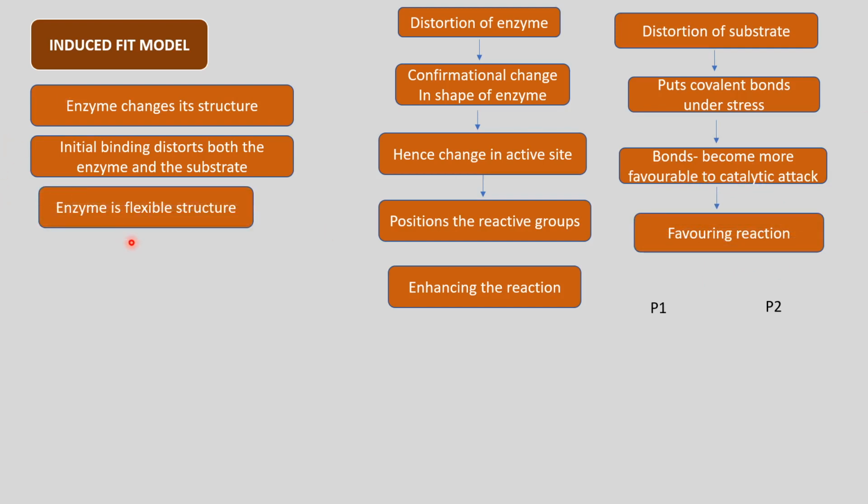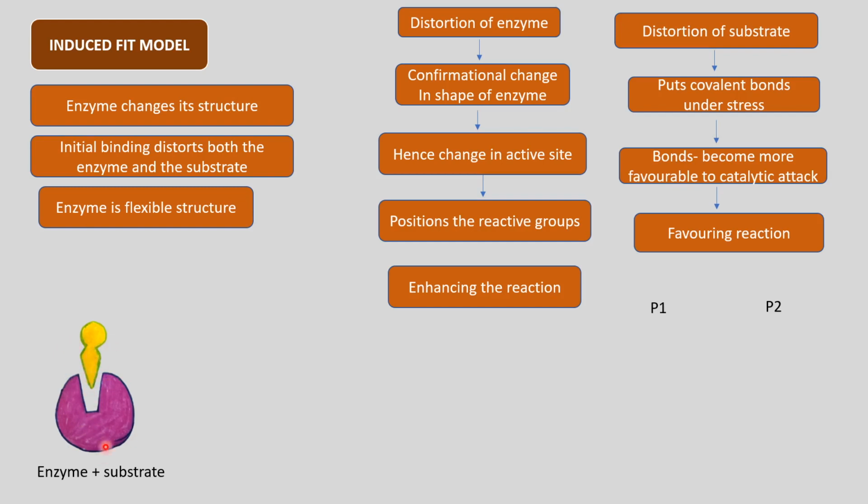Now therefore this model says that enzyme is a flexible structure, right? So the active site of the enzyme is a flexible structure where conformational changes take place in the arrangement of the amino acids in the active site. So let us look into this model. So this is the enzyme. Now see the shape of the active site of the enzyme. It is different than the substrate, right?